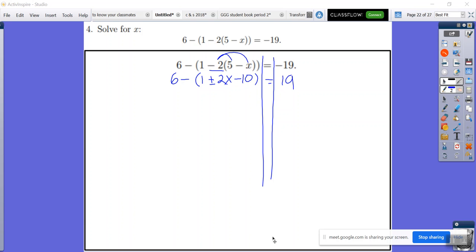Okay, and so all we've done so far is Avery has told us that we distributed the -2 to 5. -2 times 5 is -10. -2 times -x is +2x. And we rewrote everything else. Okay, Avery, take it away.